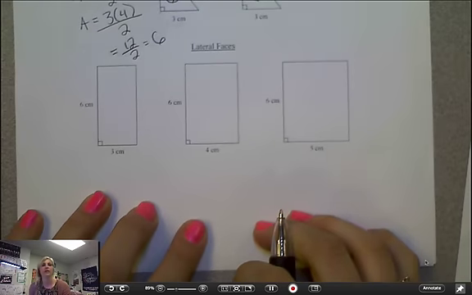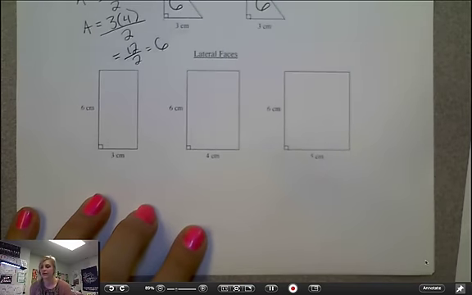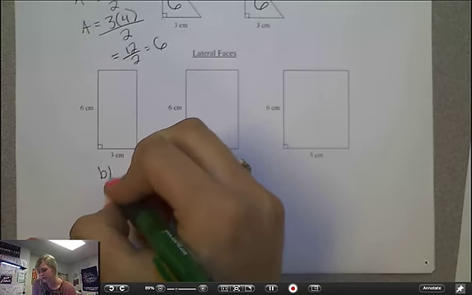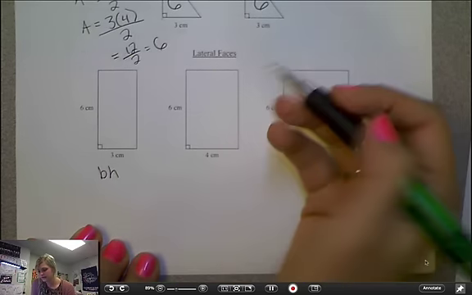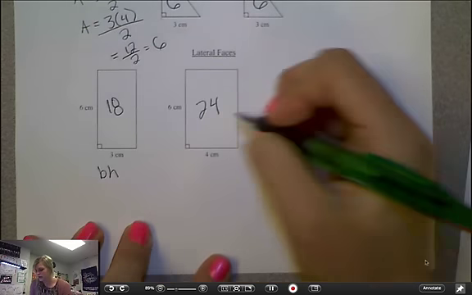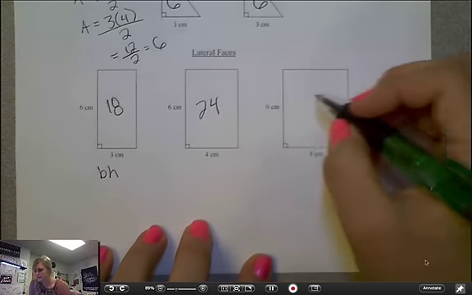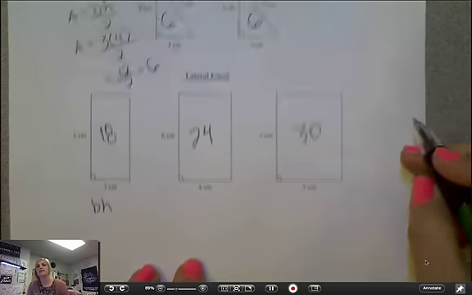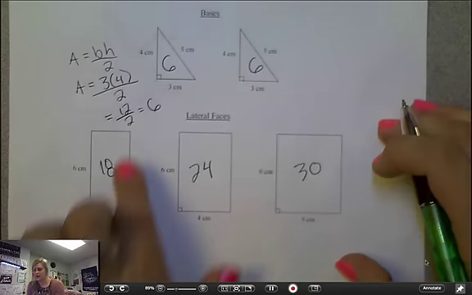Then down here, we can find the area of all of these. This is very simple. The area of a rectangle is just base times height. So what is 3 times 6? That's 18. What is 4 times 6? That's 24. And then what is 5 times 6? That's 30. So to find the surface area, I just add all of these together.